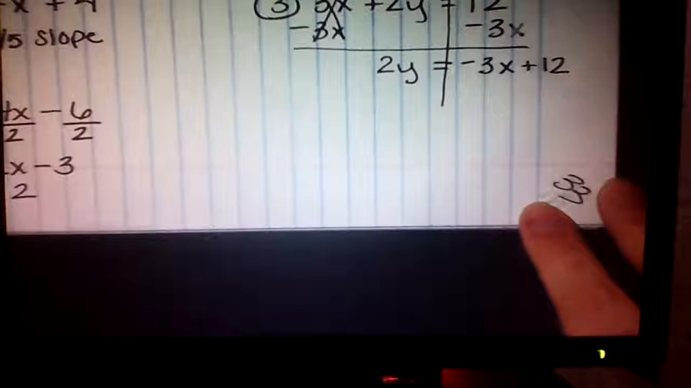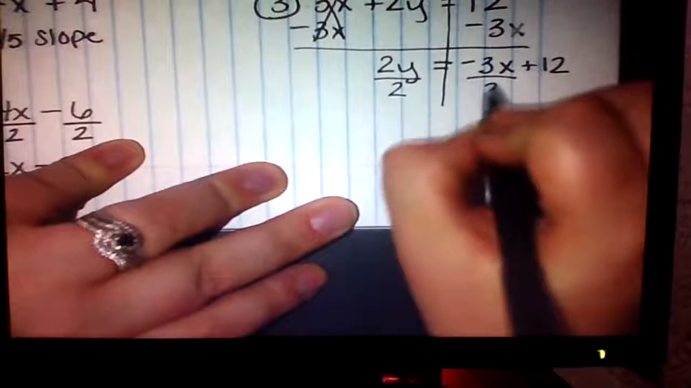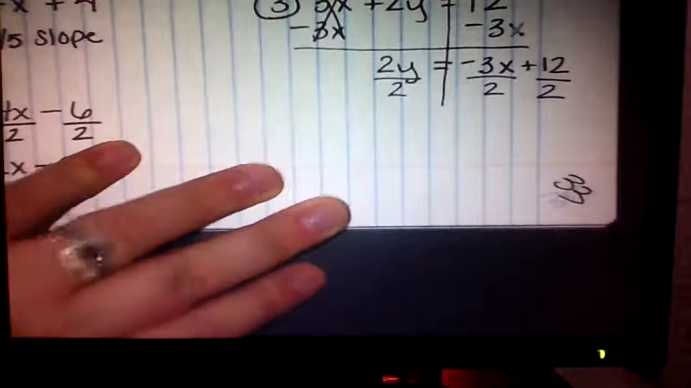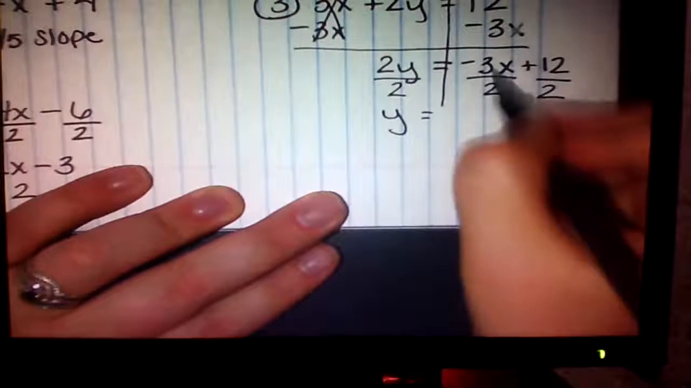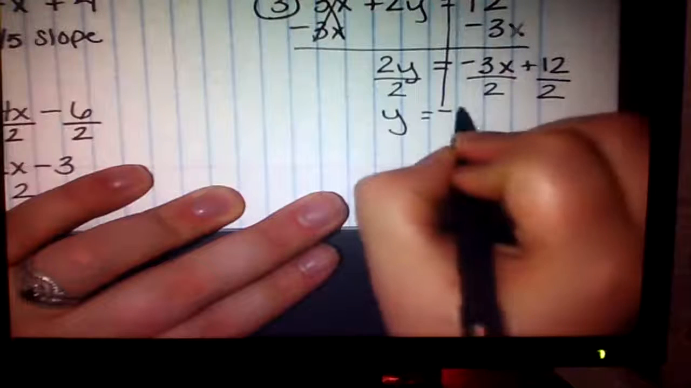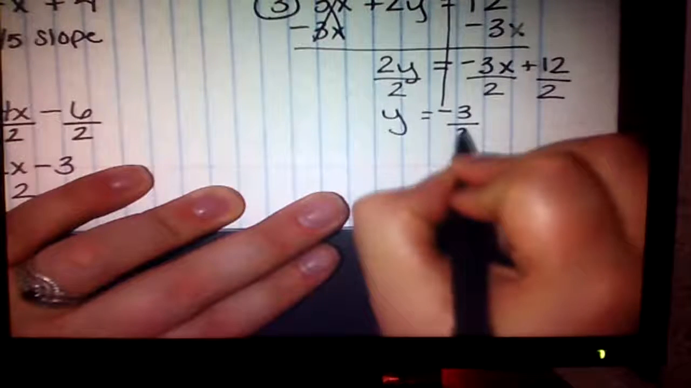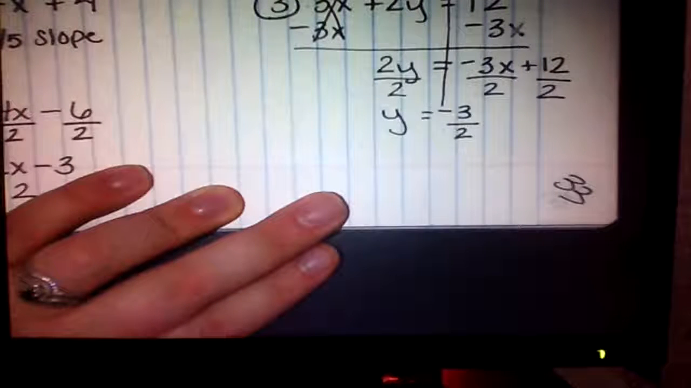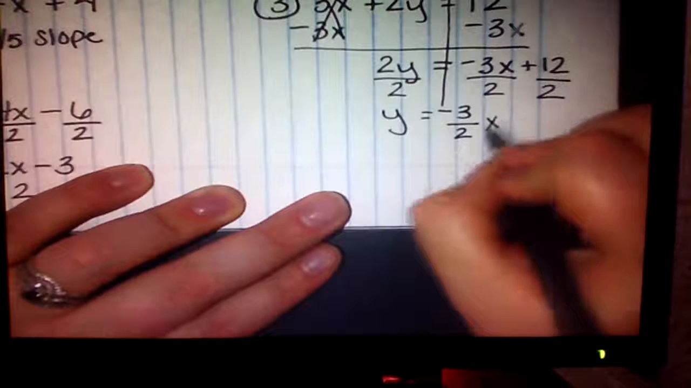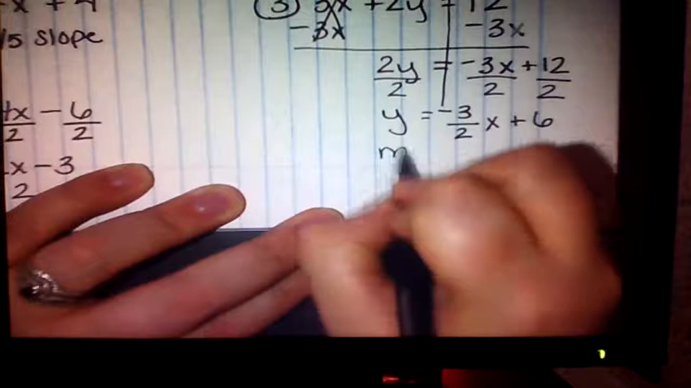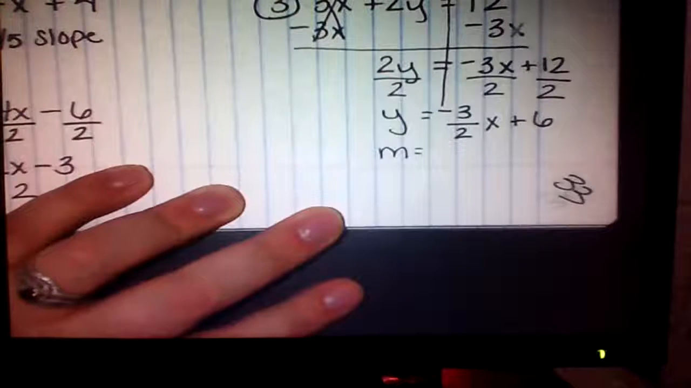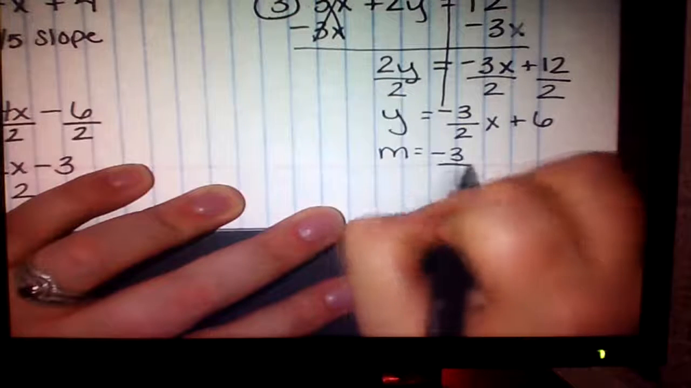What now? Divide by 2. So y equals, okay, keep it as a fraction. Negative 3/2 x plus 6. That does not reduce at all. Do not change it to a decimal. So now what is my slope? Negative 3 over 2.